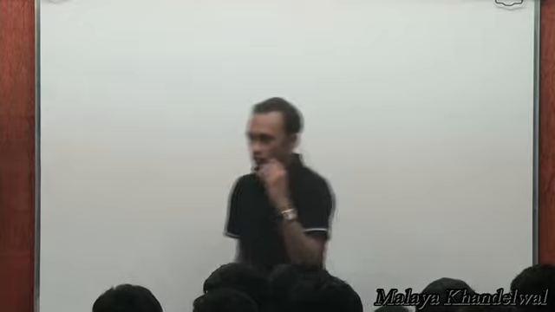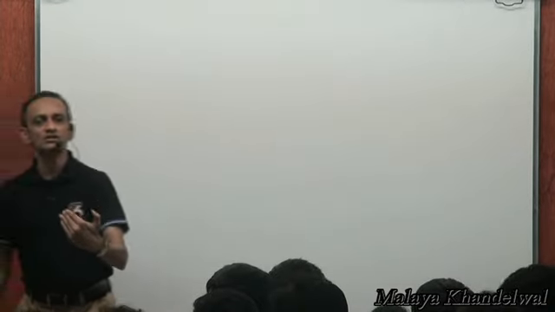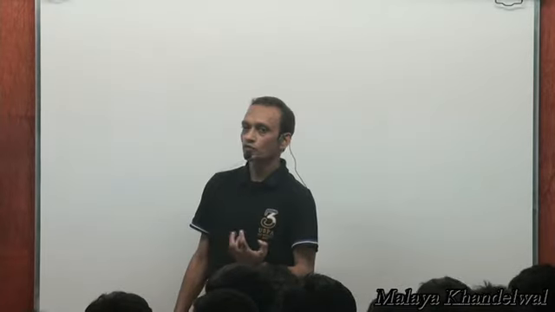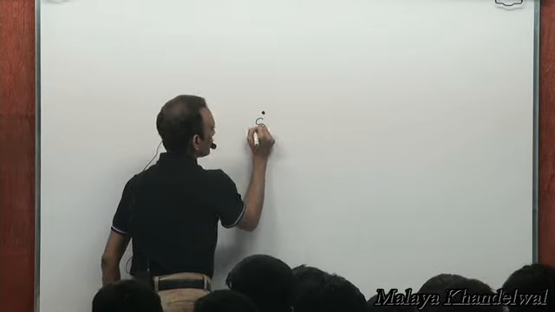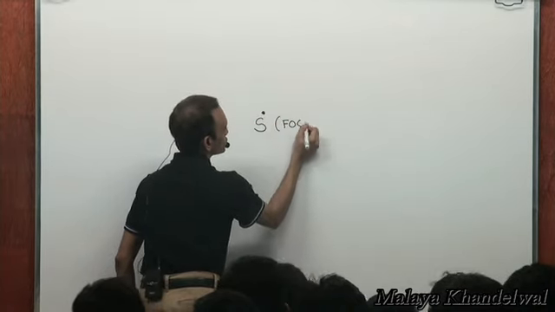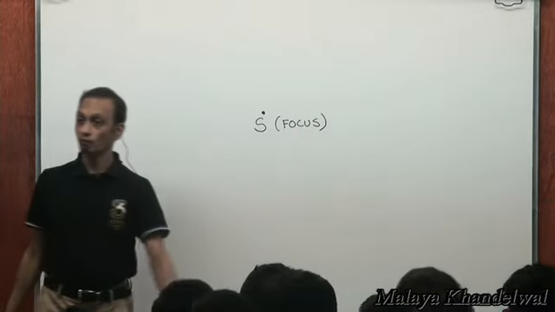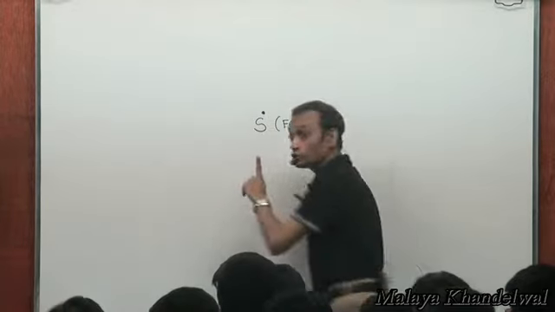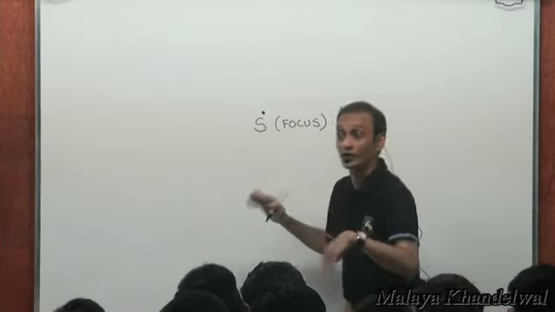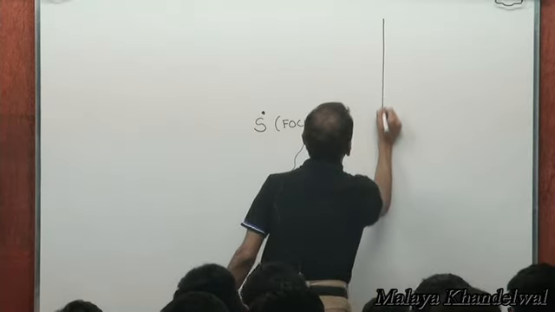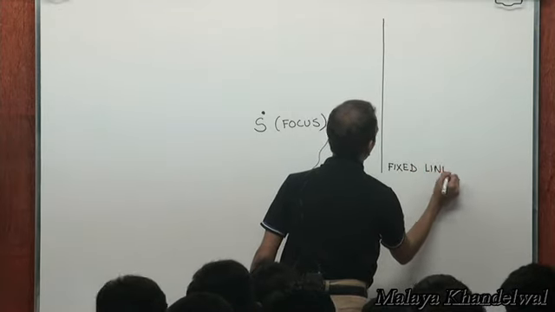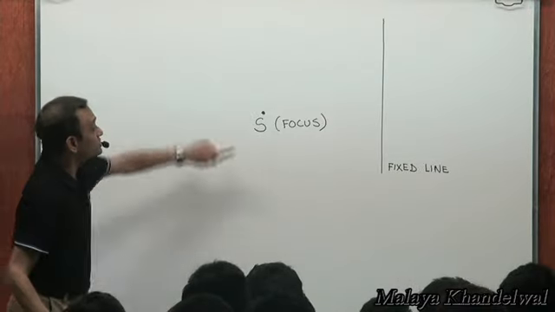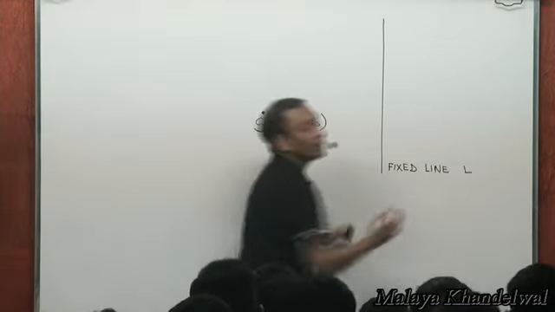Now, again, the moment we got started with the conic sections, we harped on two important things: a fixed point referred to as the focus, S, and a fixed line not passing through S, such that this point and this fixed line L are in the same plane.